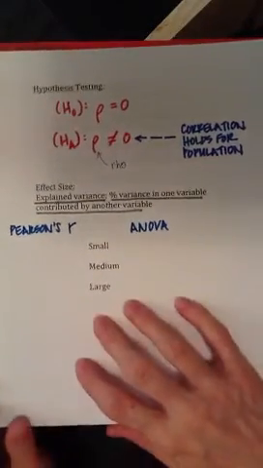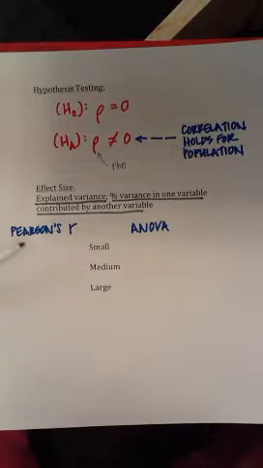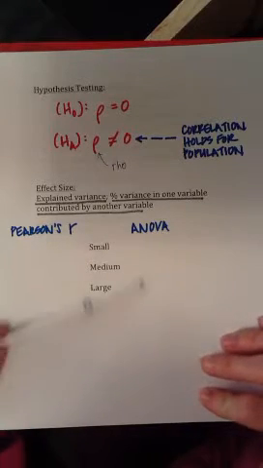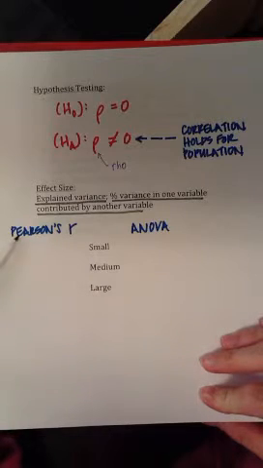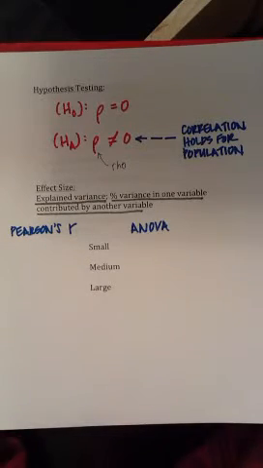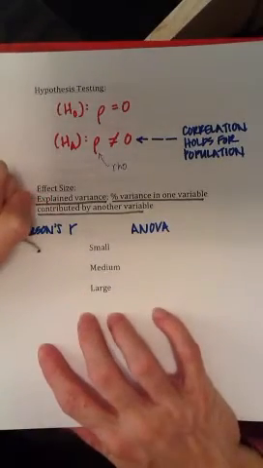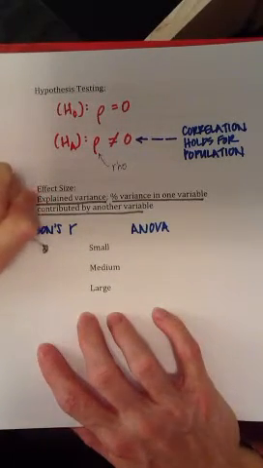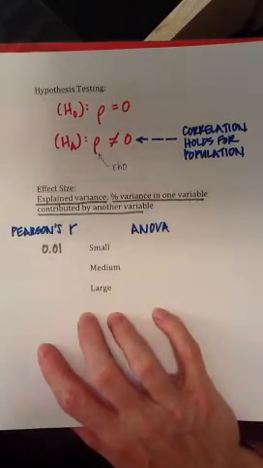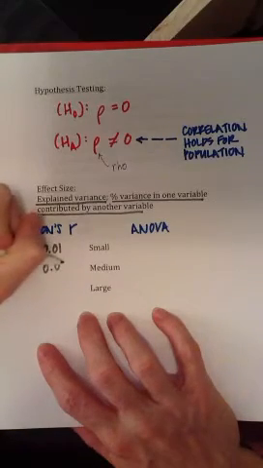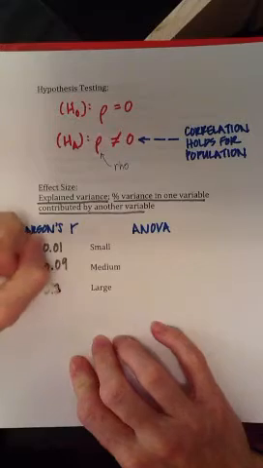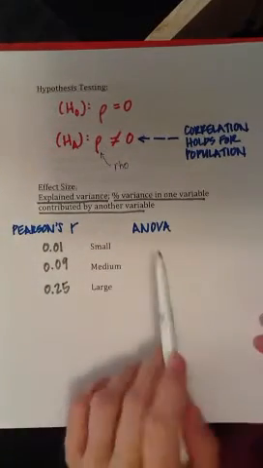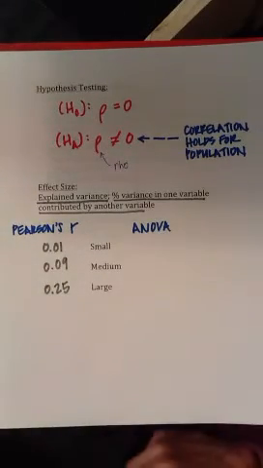So there are, like with ANOVA, a whole bunch of different standards for considering what constitutes small, medium, and large effect sizes. And we're going to, for Pearson's r, just use Cohen's d. And for the effect size for correlation, a small effect size would be 0.01, a medium would be 0.09, and a large would be 0.25. Now let's compare that to the effect sizes for ANOVA.